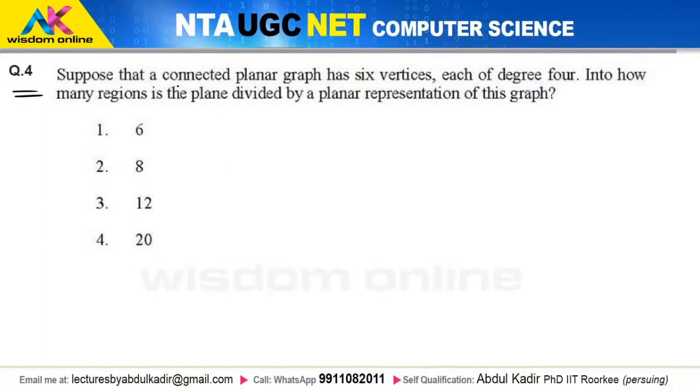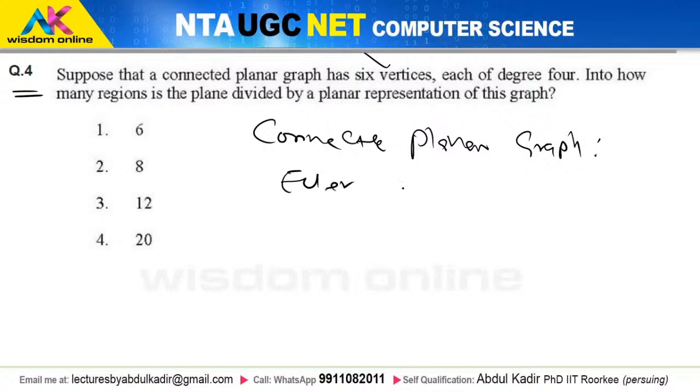Suppose that a connected planar graph has 6 vertices, each of degree 4. How many regions are there? So he is asking for the number of regions. You know, for any connected planar graph, we have Euler's formula.